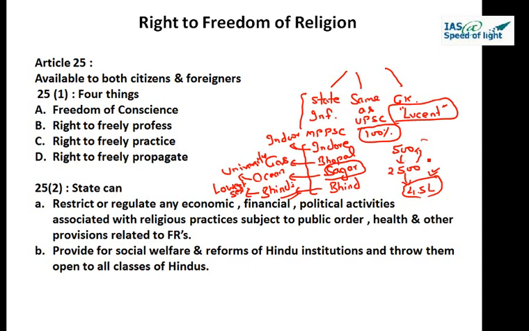We are studying Part 3 of the Indian Constitution, which is Fundamental Rights. Last time we finished till Article 24, which is the right against exploitation. Now we are starting a new set of rights of Part 3, the right to freedom of religion, and we are starting with Article 25. You should read the article from PM Bakshi, page number 72.